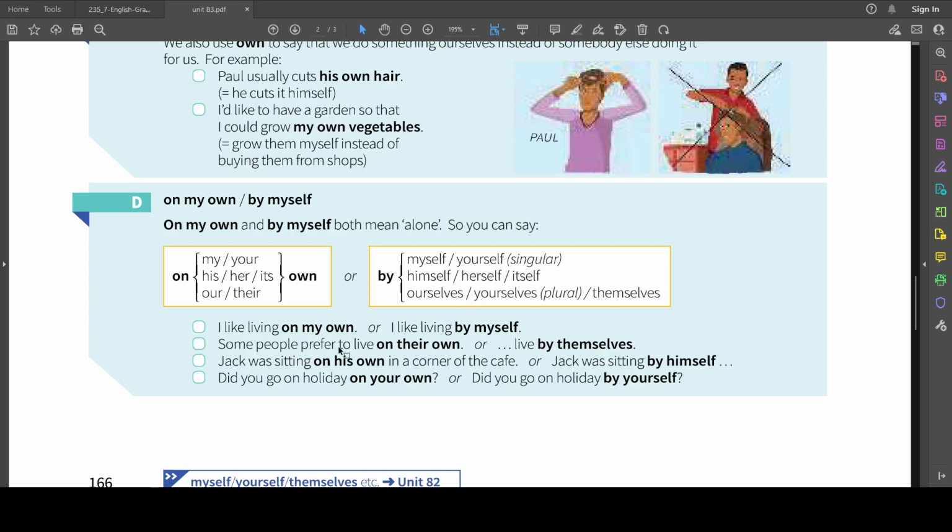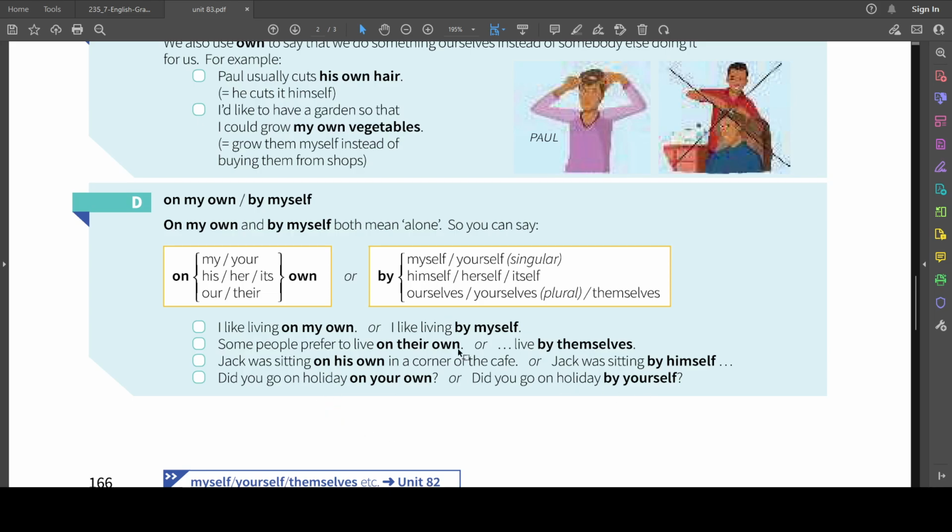Some people prefer to live on their own, or some people prefer to live by themselves. Jack was sitting on his own in a corner of the cafe, or Jack was sitting by himself in a corner of the cafe. Did you go on holiday on your own, or did you go on holiday by yourself? Exactly the same meaning.